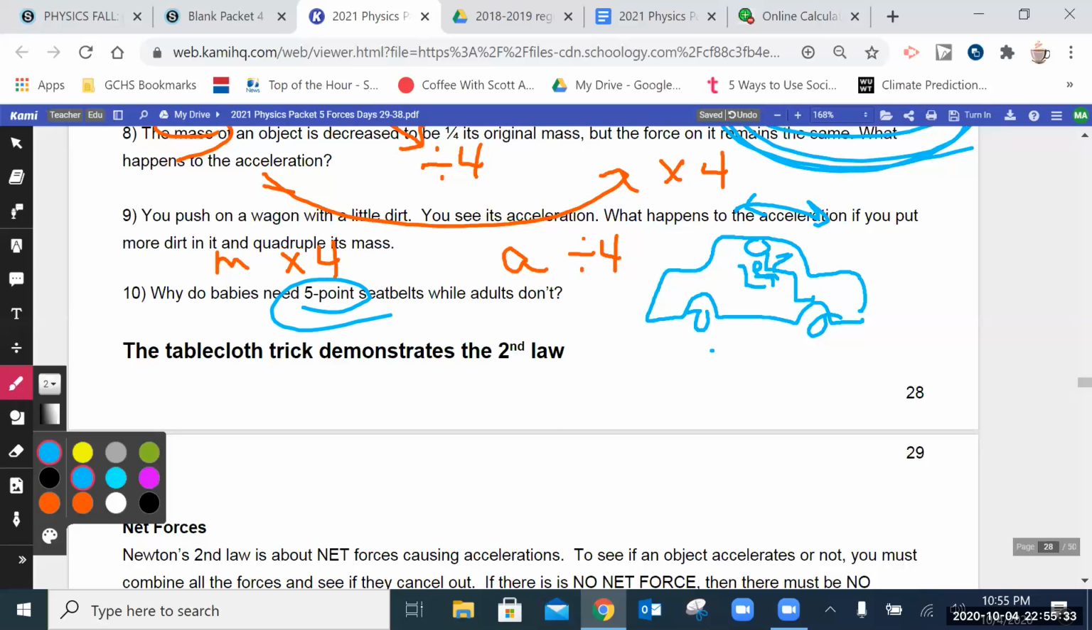The five-point seatbelt, that's like what we have in race car drivers, where you have the straps above both shoulders, straps about both hips, and then the strap between the legs. Five different places where you have straps.